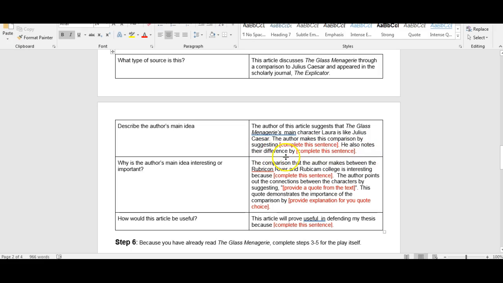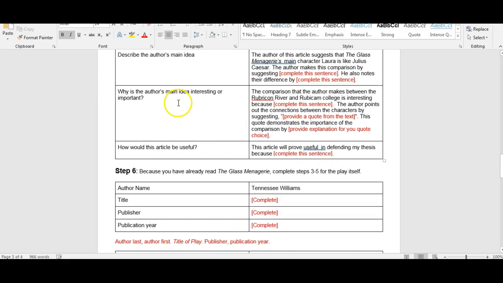He also notes their differences by what? So what does he say about the comparison and the differences? Okay, so what is his main idea? Why is it interesting? Why is it important? All right, this is the comparison that the author makes between the Rubicon River and Rubicam College is interesting because, why do you think it's interesting?